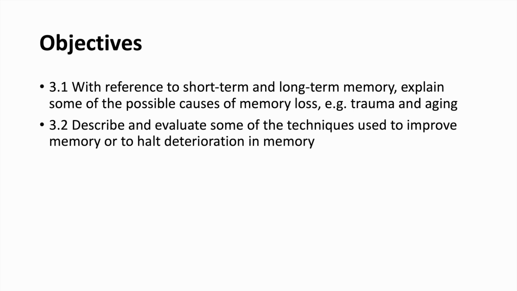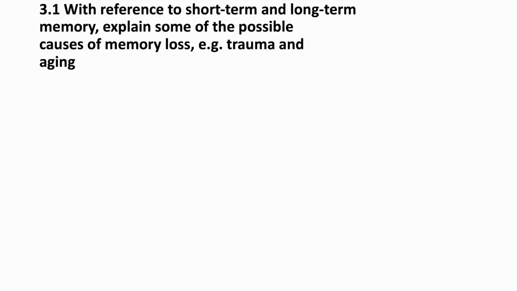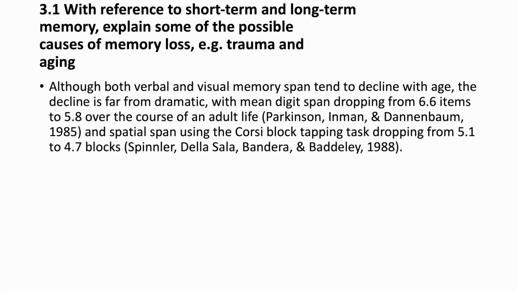So there are three techniques that are covered in this slideshow, but again, you can do other ones if you choose to. So aging and memory. We know basically because of stereotypes and because of the world around us that aging affects memory. Think how does it affect memory? But it does affect some parts of the memory more than others, whereas some parts of memory stay relatively constant as you age. So, as I said, with reference to short-term and long-term memory, explain some of the possible causes of memory loss, e.g. trauma and aging. We're going to talk about aging, first of all.